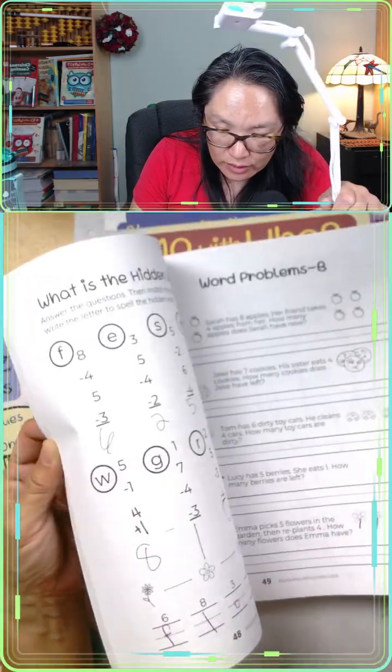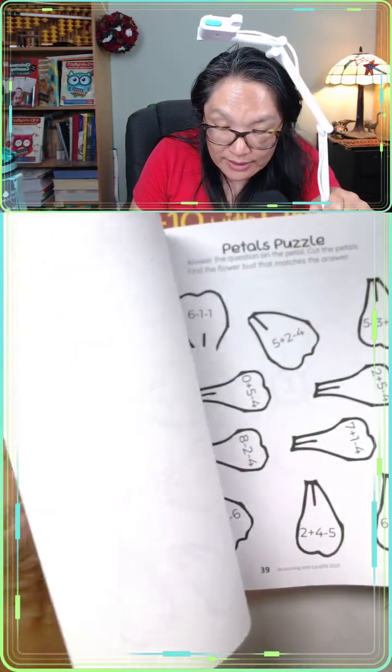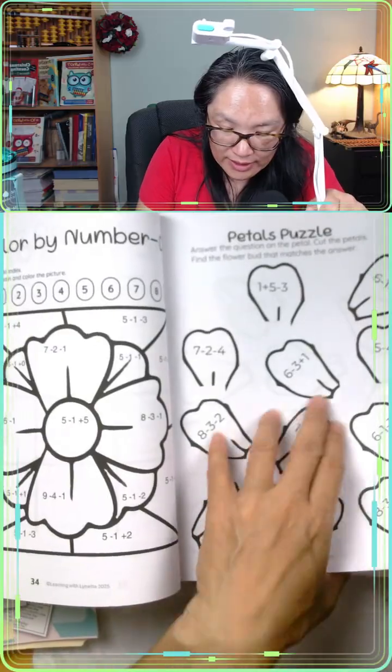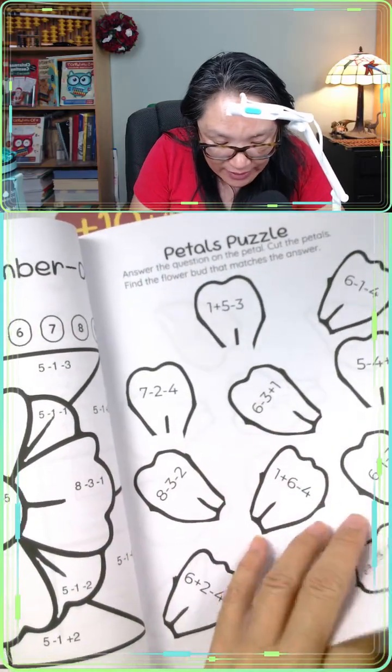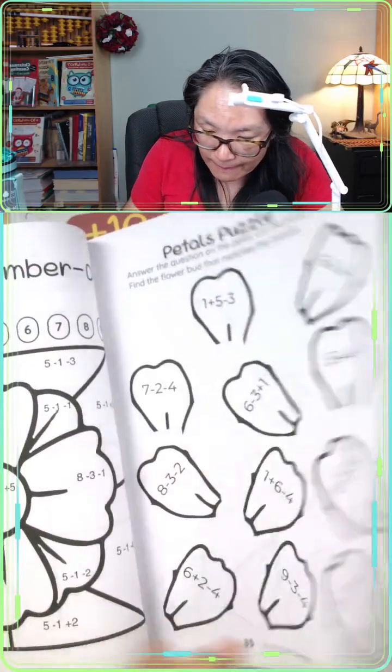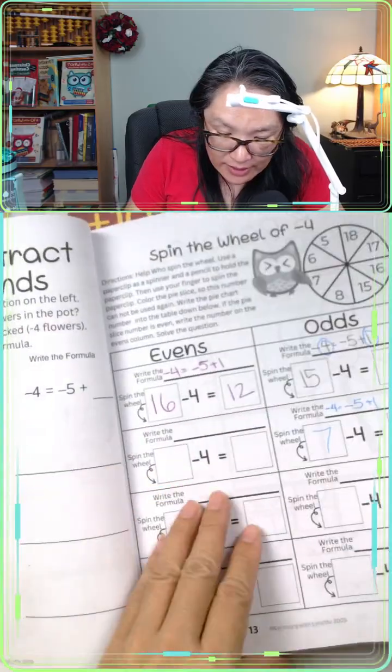And so I try to make it more interactive for the kids, more color by numbers, interactive, hidden words, word problems. And then this one's kind of cool. I added it where they can answer the question. They answer the question, they cut it out, and then they have to find the bud that goes with it. And then again, more color by number, and then I give you an explanation.